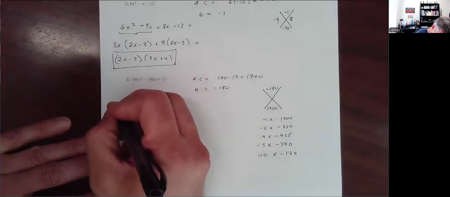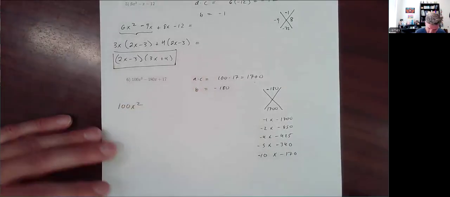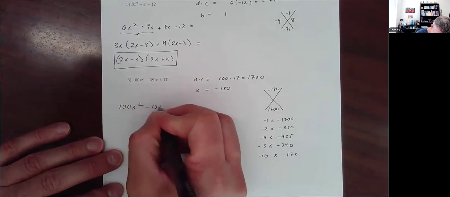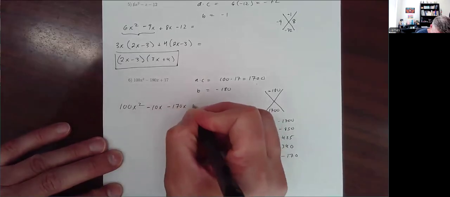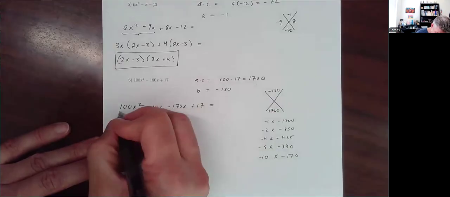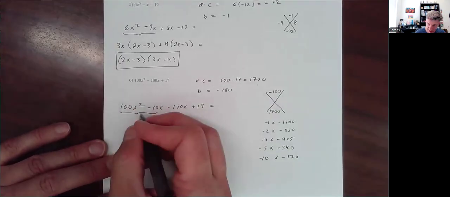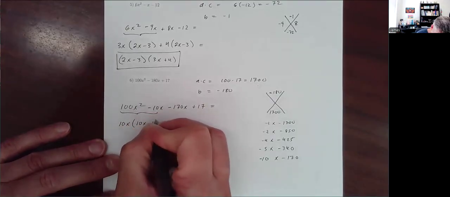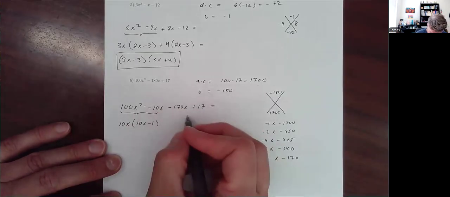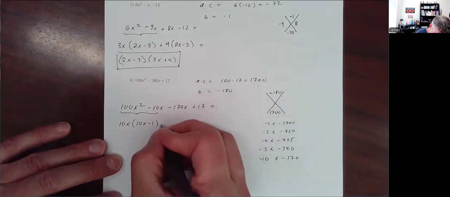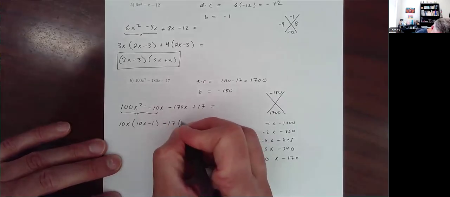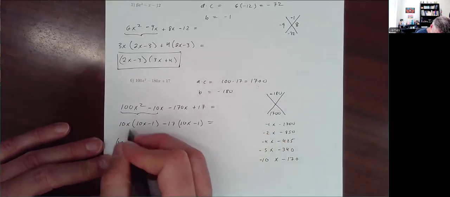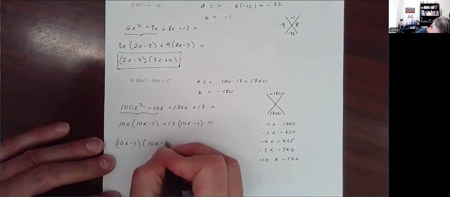So we're going to rewrite this as 100x squared. I don't really care which one I write first. I feel like the negative 170 makes more sense to go with the 17. So I'm going to write this as negative 10x minus 170x plus 17. And then we're going to factor by grouping. The greatest common factor here is 10x. We're left with a 10x minus 1. The greatest common factor here is 17, but we're going to do negative 17. So it's negative 17 times 10x minus 1. Factor out the 10x minus 1, and you're left with the 10x here minus the 17 here.